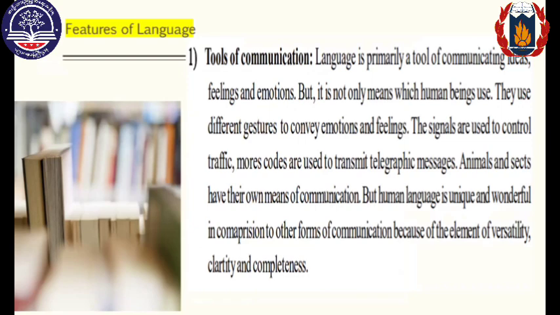So here, it is not the only means which human beings use. They use different gestures to convey emotions and feelings, right? Gesture, tone. For example, in order to control the traffic, you will see the policeman use their signals, and also Morse code is used to transmit telegram messages.